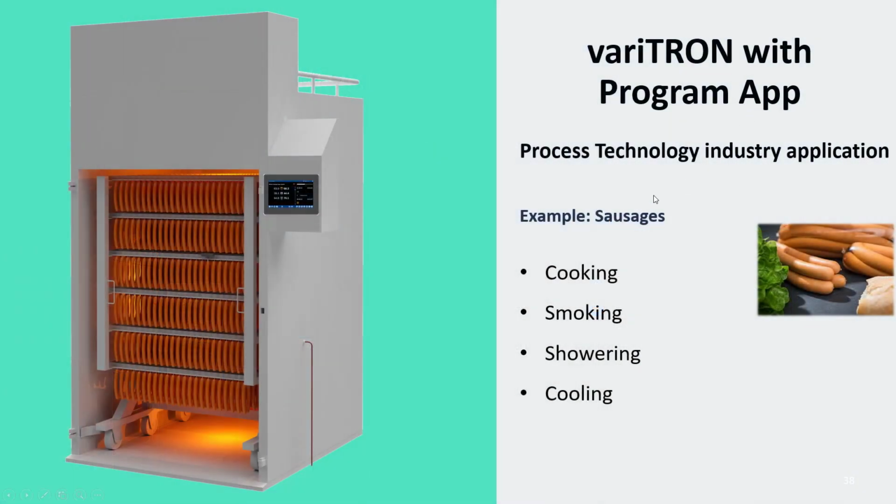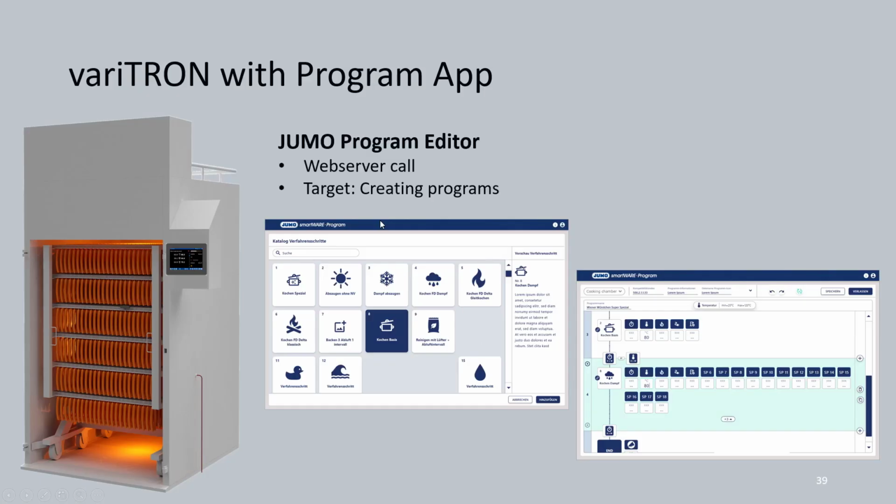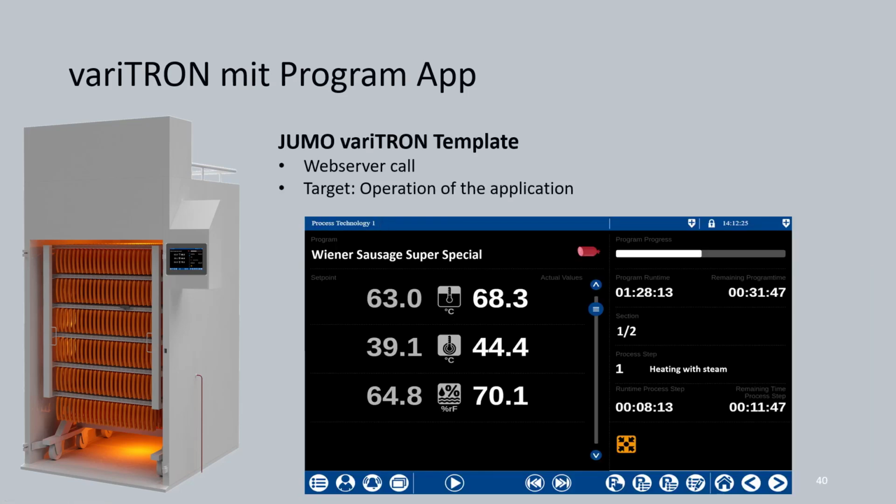Therefore, for example, here in a chamber furnace, the example is sausages. So that's a program. The process steps are cooking, smoking, showering, or cooling. And the idea behind is exactly the same. We are working with the program editor for creating the programs and with the template for the operation of the application.